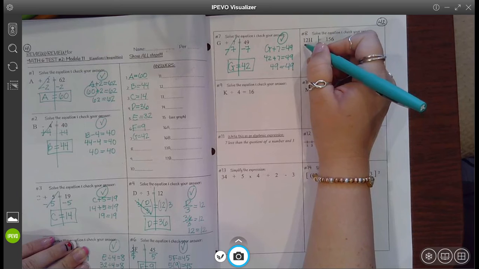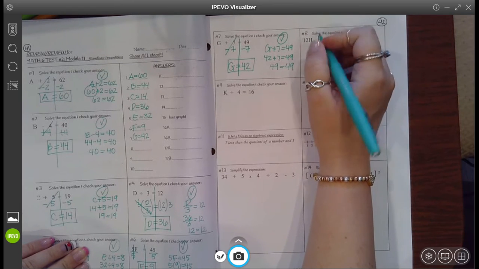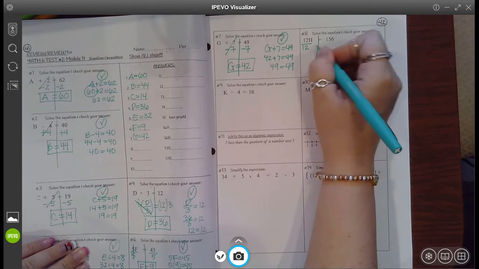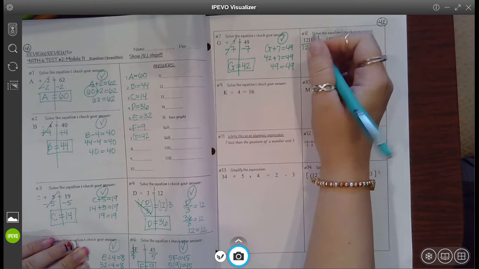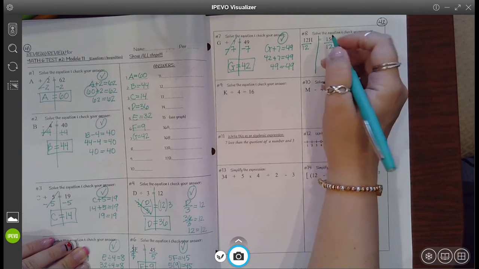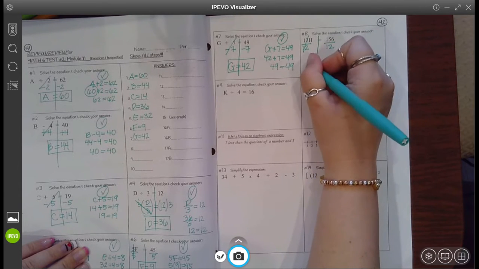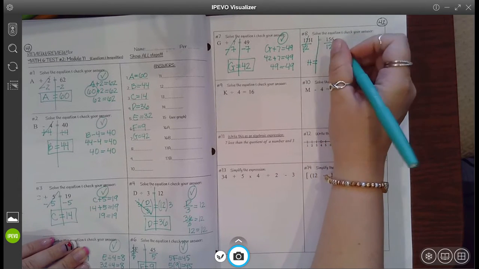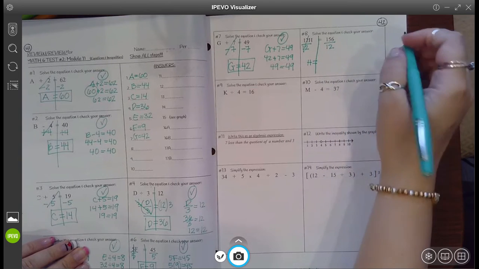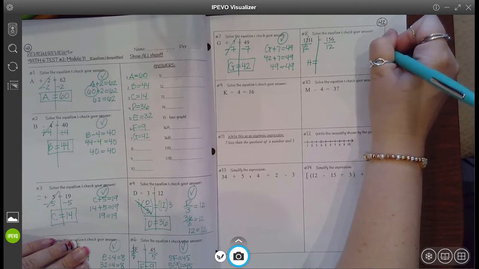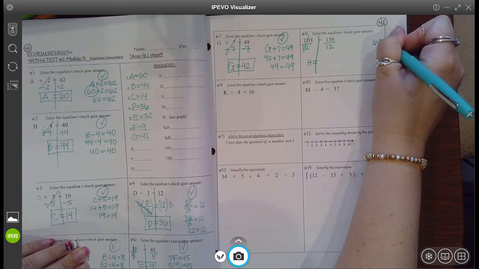Again, this one is another multiplication one. The inverse of multiplication is division. So divide by the number in front of the variable. And whatever you do to one side, do to the other. 12 divided by 12 is 1. 1 times h is just h. On this side, 156 divided by 12, I don't know. I'm going to have to check. I'm going to have to do some long division.